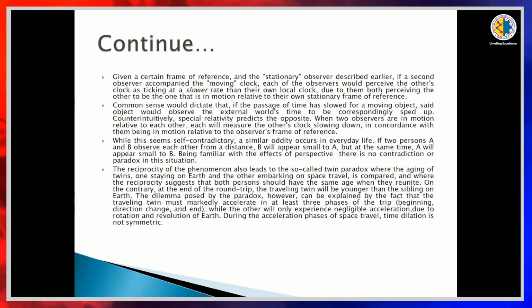While this seems self-contradictory, a similar oddity occurs in everyday life. If two persons A and B observe each other from a distance, B will appear small to A, but at the same time A will appear small to B. Being familiar with the effects of perspective, there is no contradiction or paradox in this situation. So, this situation is known as a paradox.